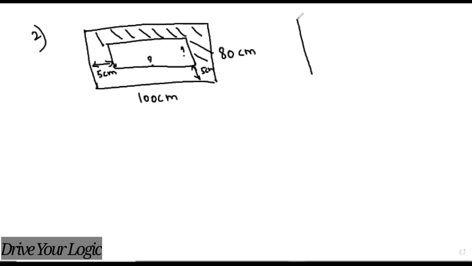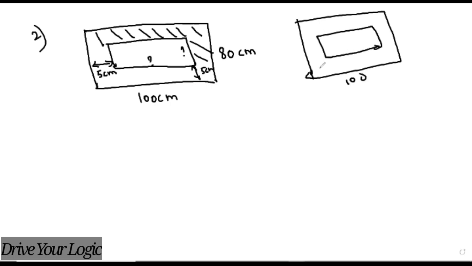See the drawing carefully. The drawing is in this way. Out is 100. Inner portion, I don't know. So this all portion till this much, it is 5 centimeter. Till this much, it is 5 centimeter. Clear? So both side 5 centimeter, 5 centimeter, that is 10 centimeter. If you subtract from 100, you get 90. That means this portion will be 90 centimeter.